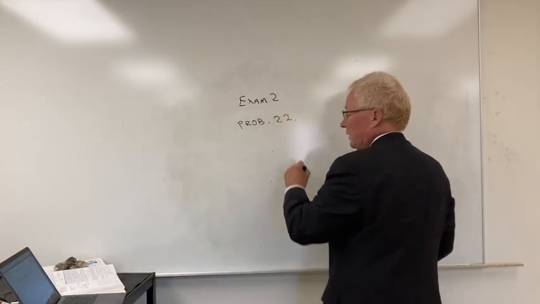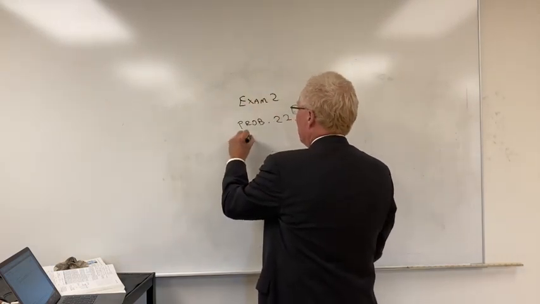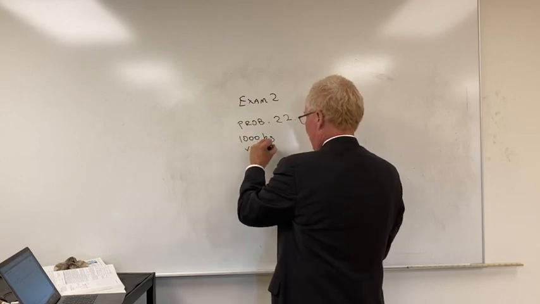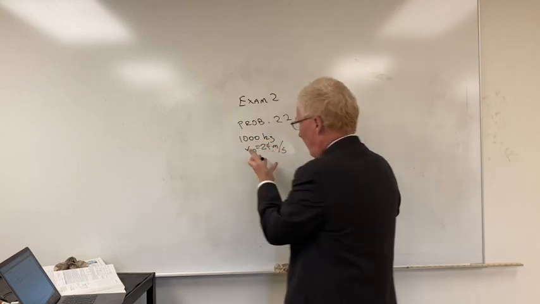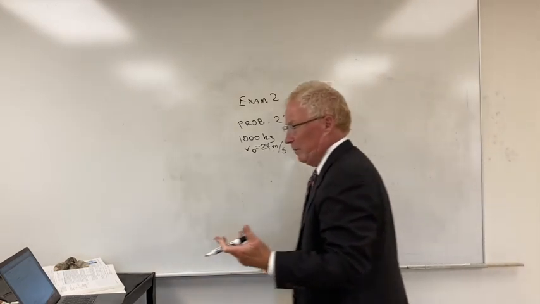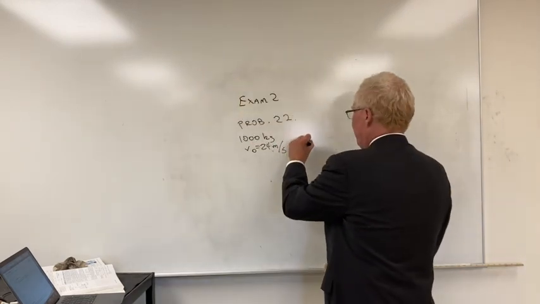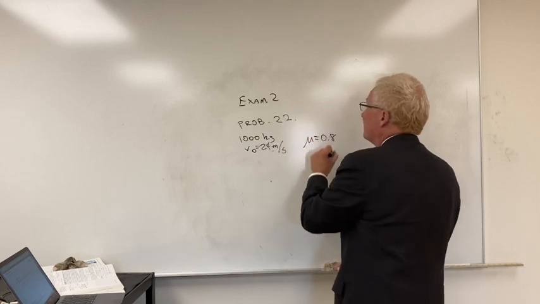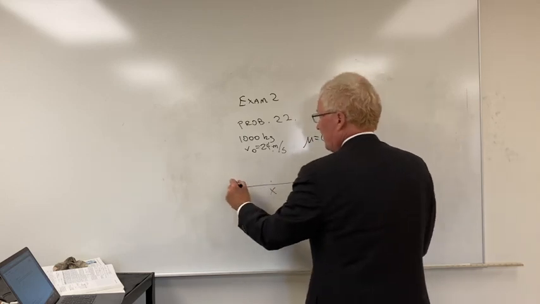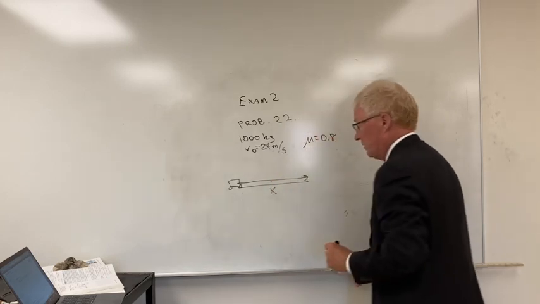Problem 22 is we have a car, mass of 1,000 kilograms with V naught is 24 meters per second. And this is the problem where some of you, for some other reason, used 20. Maybe that's from the word problem or something. I don't remember. Anyway, the coefficient of friction is 0.8. How far does it take to stop if we slam the brakes on? Okay. How far does it take to stop?